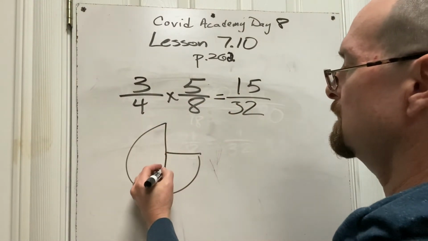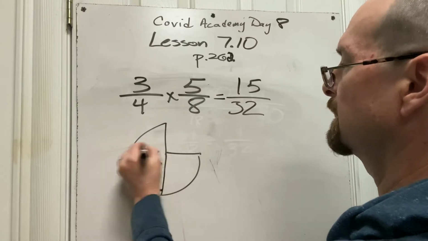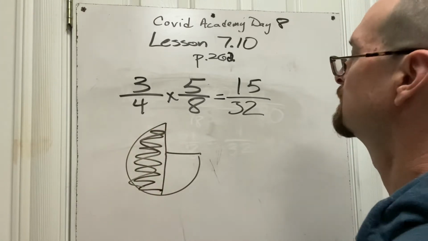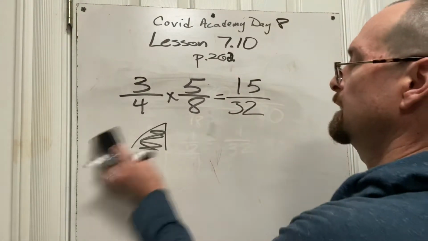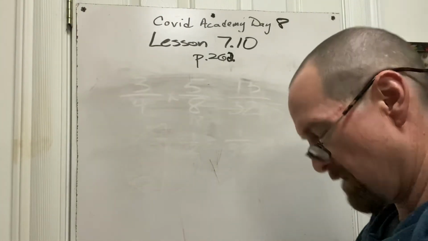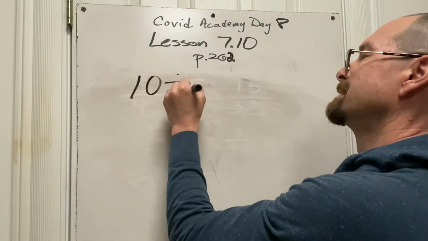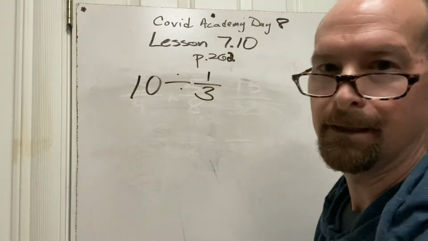Here's the part I ate. Just a little bit less than half. I guess I was hungry. All right. Last one, 10 divided by a third. That's easier. Come on. Come on, you can do that.